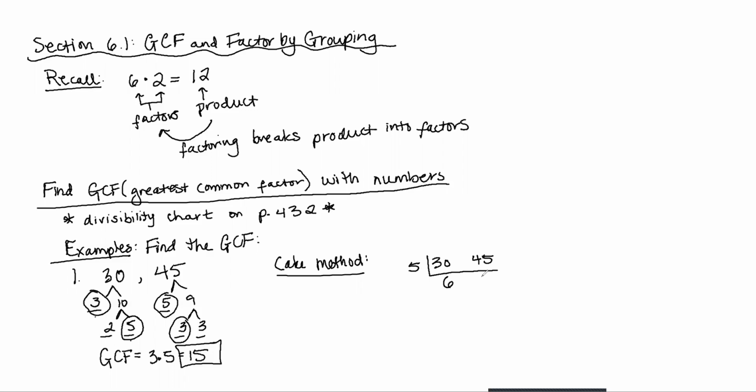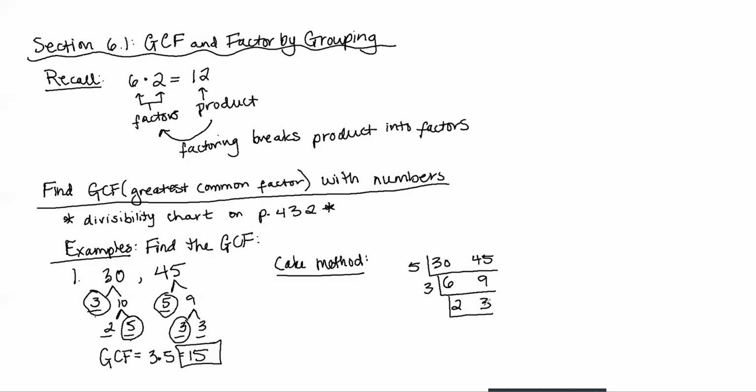45 divided by 5 is 9. And then we're gonna add a new layer. So you should have this kind of upside down cake appearing. And then we're gonna repeat. So 6 and 9 have a common factor of 3. 6 divided by 3 is 2. 9 divided by 3 is 3.